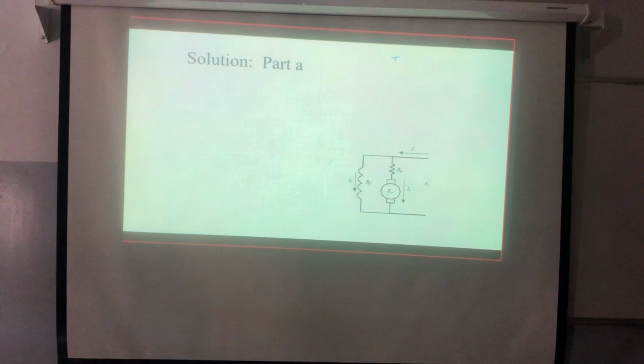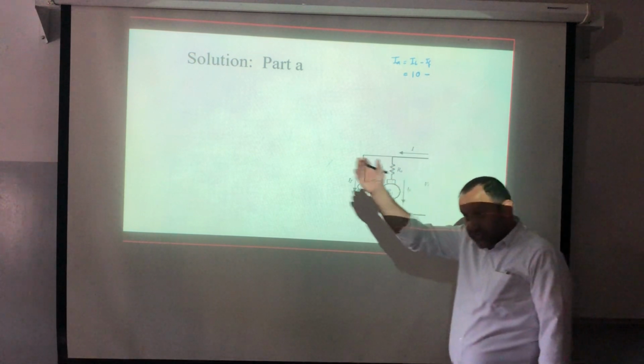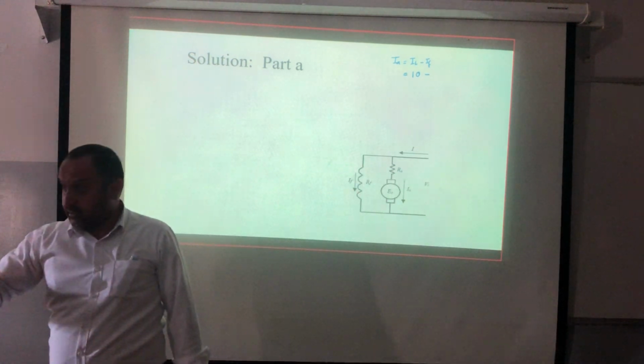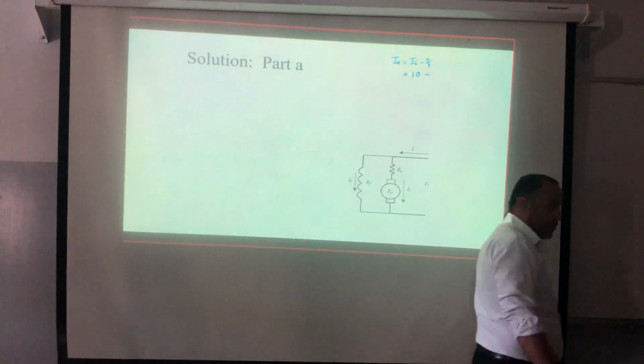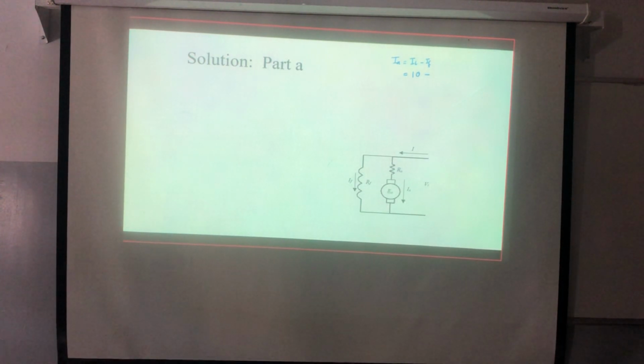You know that IA will equal I line minus IF. I line is given, it was 10. IF I can calculate: 150 over 150 ohm. So this will be 150 over 150, and according to the Ohm's law, I will get 0.9 amps. Good?